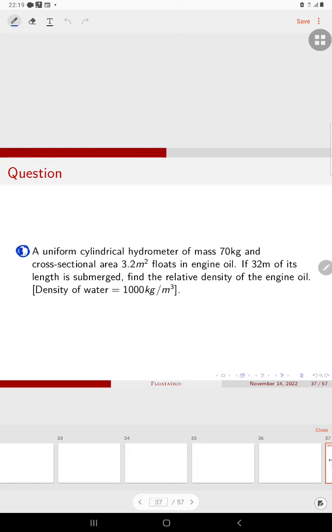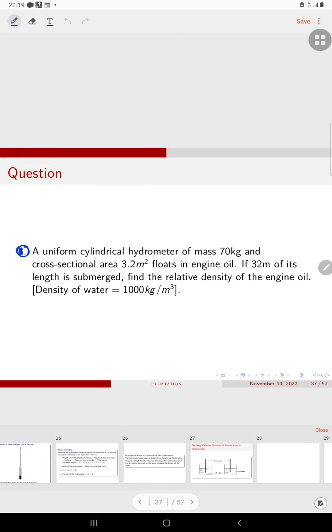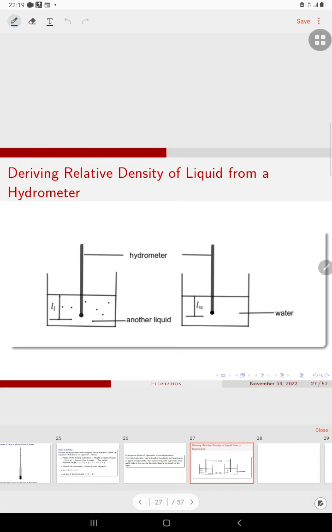Last time we saw that we derived the relative density of a liquid from the hydrometer. I'm using symbols because we have defined them already in our previous lessons. LW is the length of the submerged part of the hydrometer in water. LL is the length of the submerged part of the hydrometer in liquid. Rho L is the density of the liquid and rho W is the density of water.